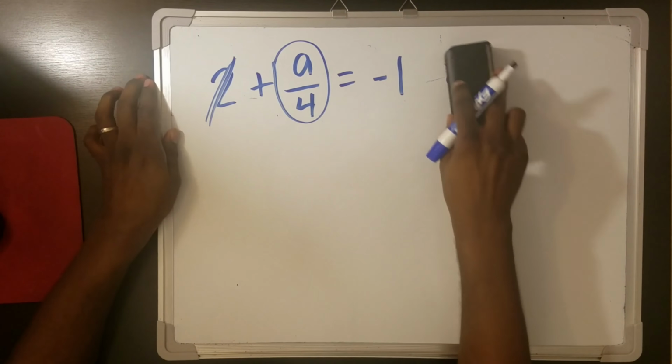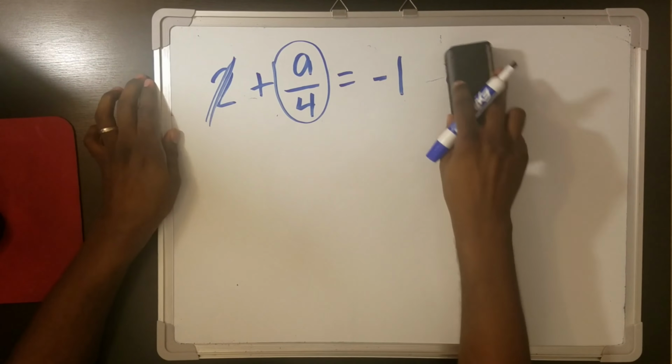So 2 minus 2 gives you 0. So it's going to look like 0 plus a over 4. Now, if I wrote equals negative 1, is this the same equation as this up here? Is this the same as this? No, because here we have 2, here we have 0. This is no longer the same equation. Yes, I can solve this equation, but it's not the same one that they gave us.